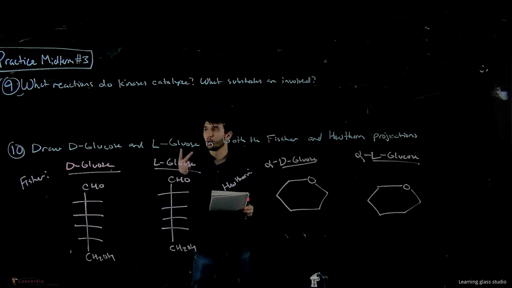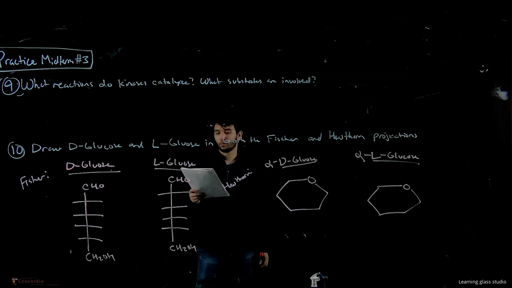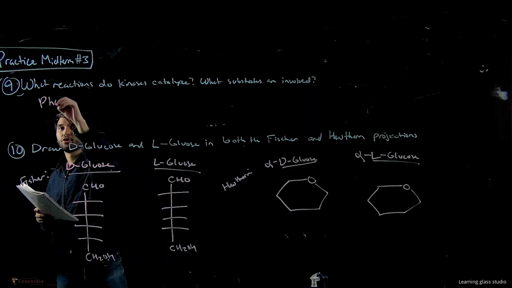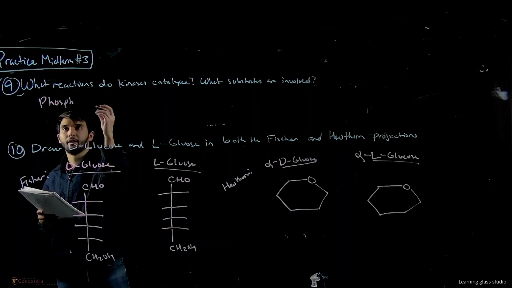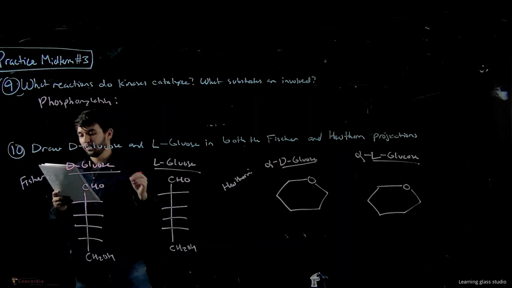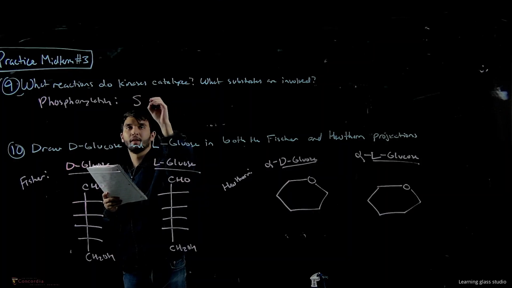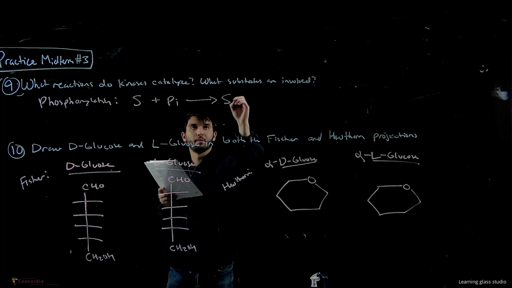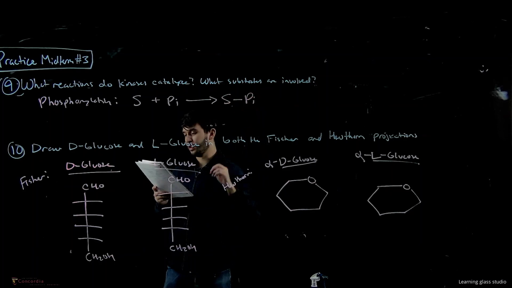All right, two more questions. Question 9. What reactions do kinases catalyze? What substrates are involved? So these catalyze phosphorylation reactions. So kinases catalyze phosphorylation reactions, which look something like this. Substrate plus a phosphate group forms a substrate bound to the phosphate group. Okay?